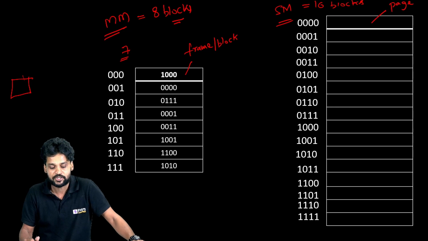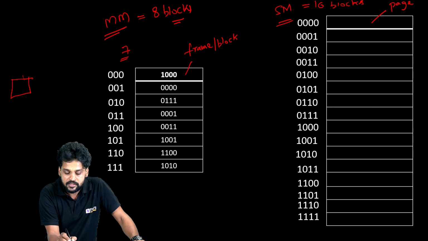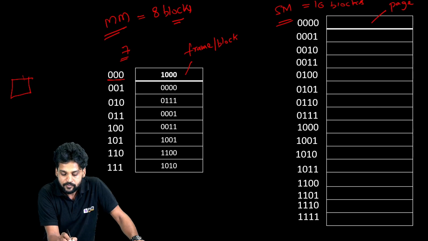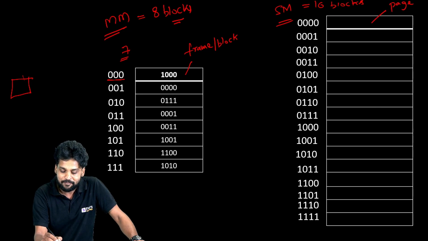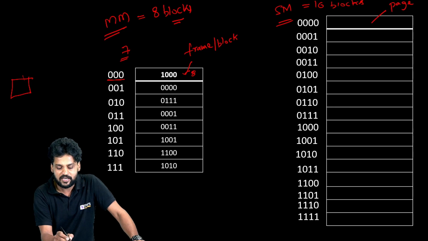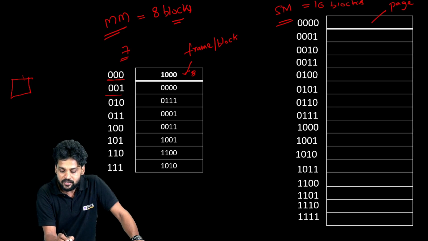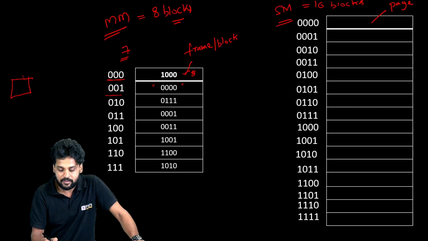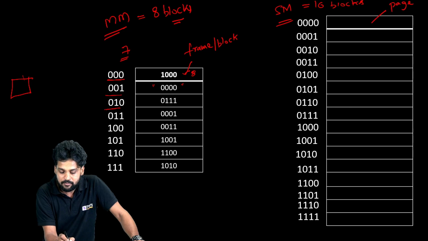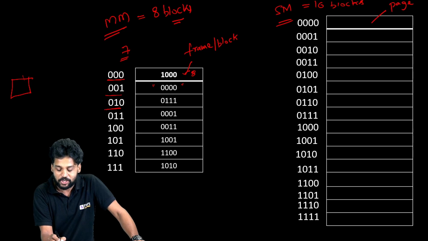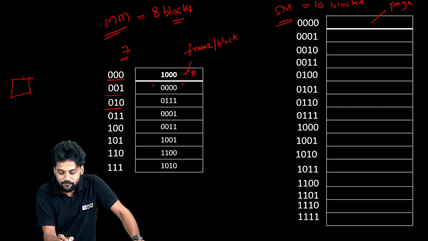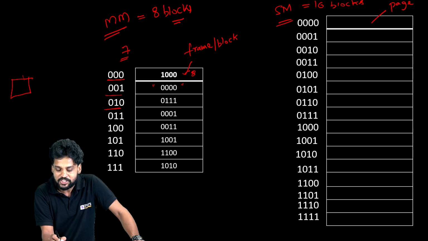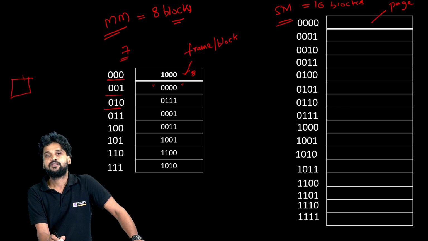In this instance, understand that the 000 block, that is the first block of main memory, contains 1000, that is the 8th page of the secondary memory. Similarly, the second block holds the 000 page of the secondary memory. The 010 block of the main memory contains the 0111 page of the secondary memory. The 011 block of the main memory contains the 0001 page of the secondary memory.